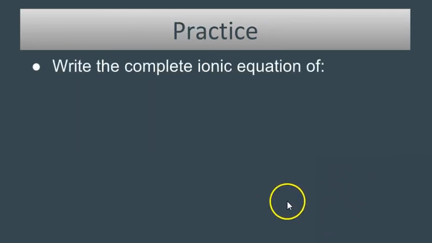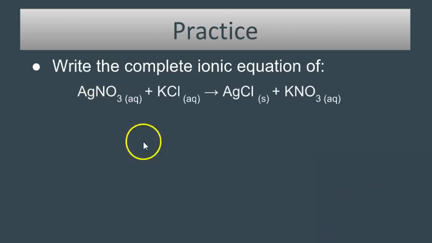All right, let's get a little practice. Write a complete ionic equation of silver nitrate plus potassium chloride produces silver chloride and potassium nitrate. Pay attention to what our precipitate is and make sure you're representing all of the ions that are in the solution. So the complete ionic equation first. Go ahead and pause the video and write that out.